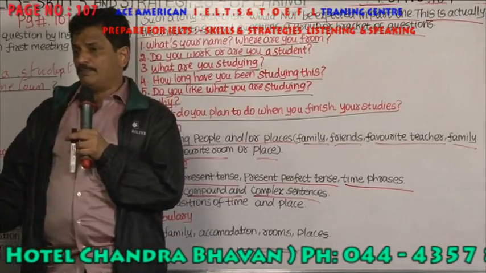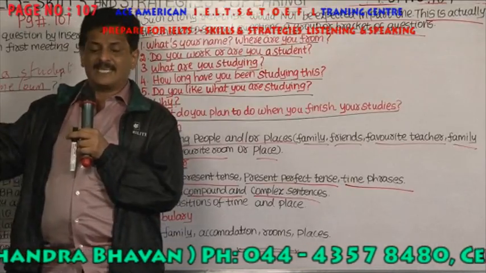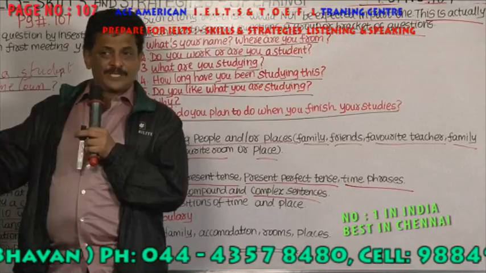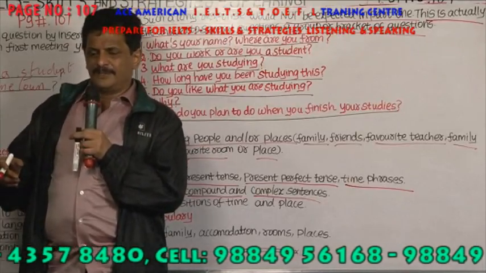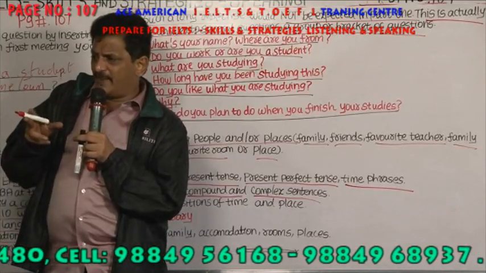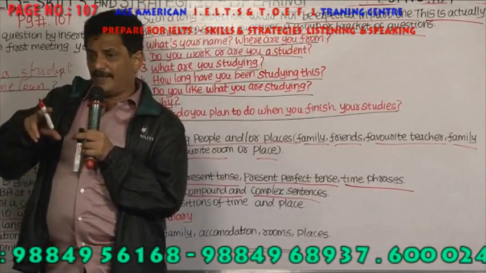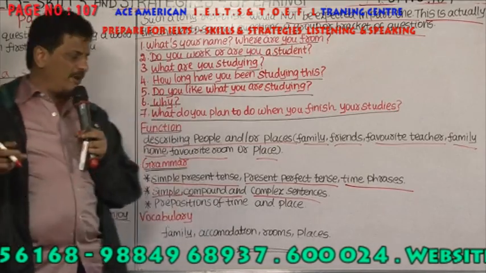If I go to Paris, I can get a job. So one sentence depending upon other sentence. I'll get a job. This sentence depends upon which sentence? If I go to Paris. So it is called complex sentence.